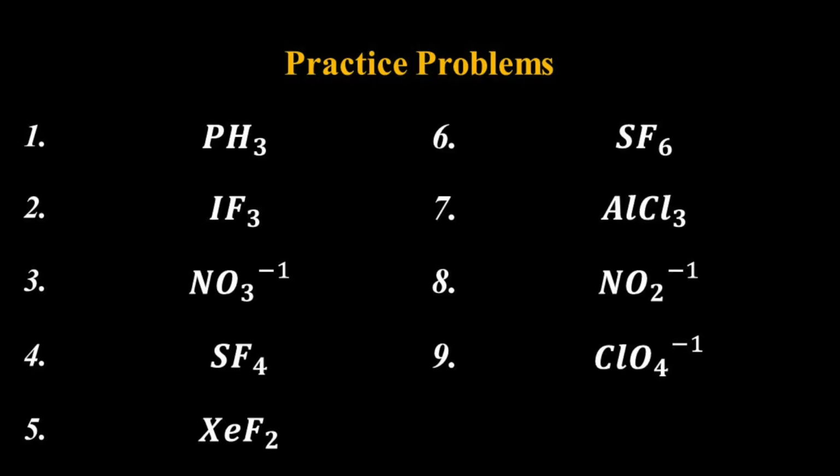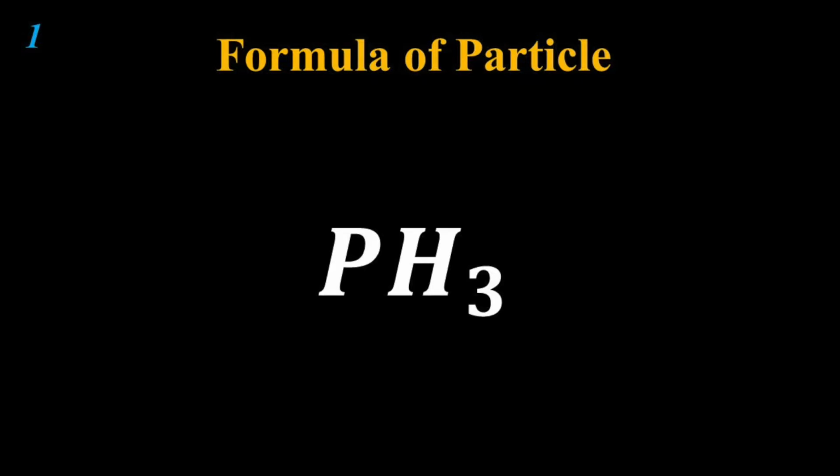Phosphorus trihydride, iodine trifluoride, the nitrate polyatomic ion, sulfur tetrafluoride, xenon difluoride, sulfur hexafluoride, aluminum chloride, nitrite, and perchlorate, those 2 polyatomic ions. So the first one is going to be phosphorus hydride.